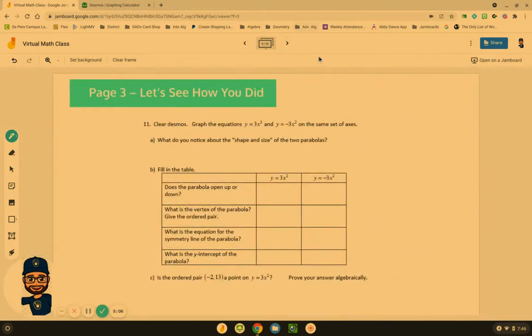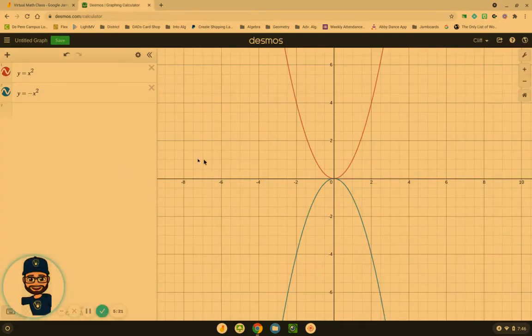All right, now what I want to try and see is how did you do on page number 3, number 11? I'm hoping that you tried this one. And you could go to Desmos. The beauty is that we could always go to Desmos and graph some of these. All right, and so what I did over here in Desmos is I graphed the first two. Y equals x squared, which I did in red. Y equals negative x squared, which I did in blue.